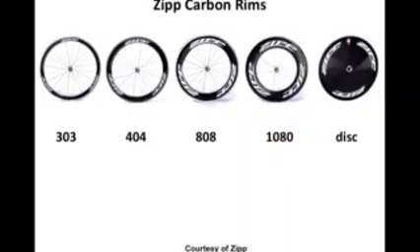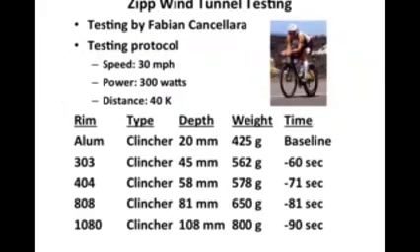In that video, I look at lots of different Zipp rims that have varying depths. Then we look at the results of some data compiled in a wind tunnel when Fabian Cancellara wrote a series of testing protocols, and you can see by looking at the data there that even as the rim sections get deeper and heavier, the time to complete the time trial decreases because of the increased aerodynamic benefit of the deeper section rim.